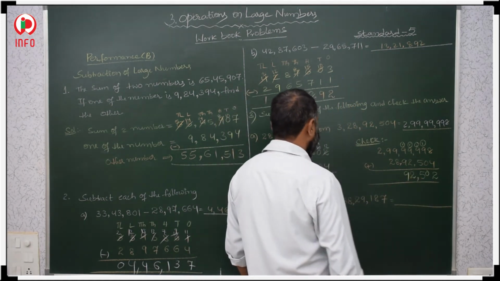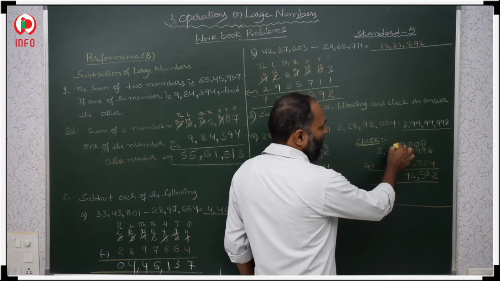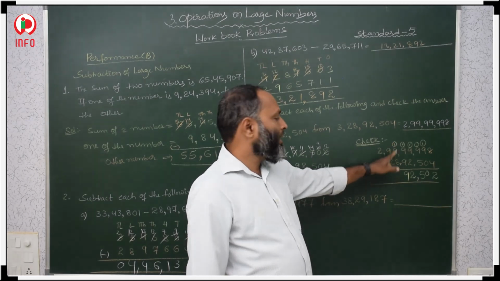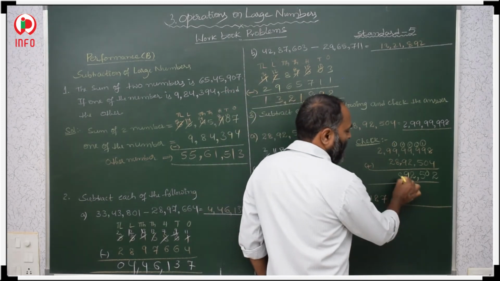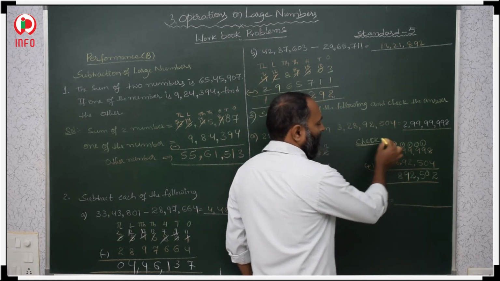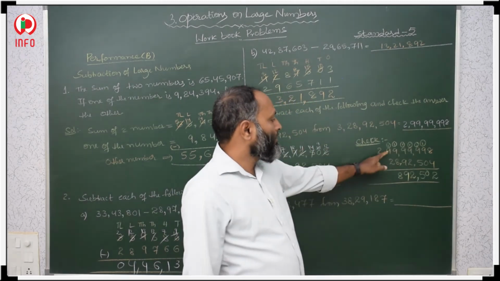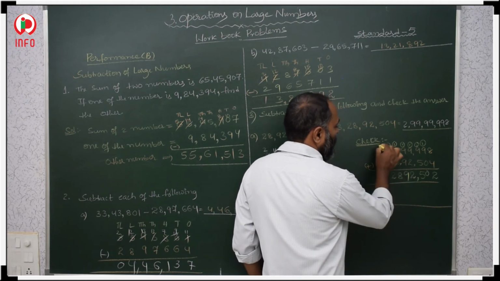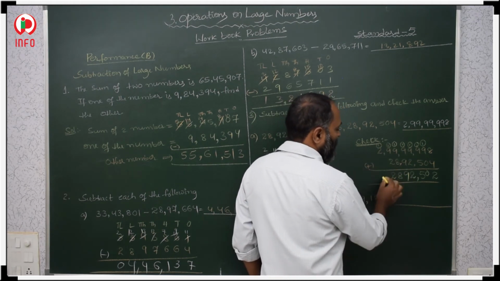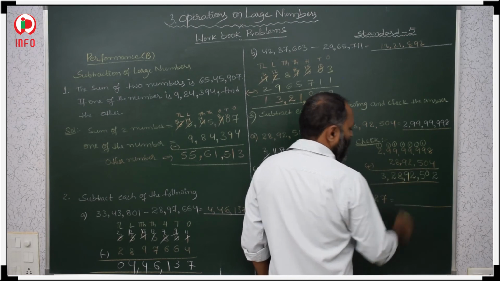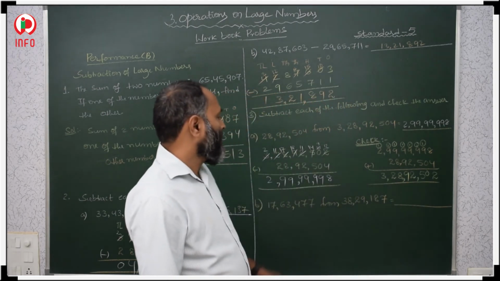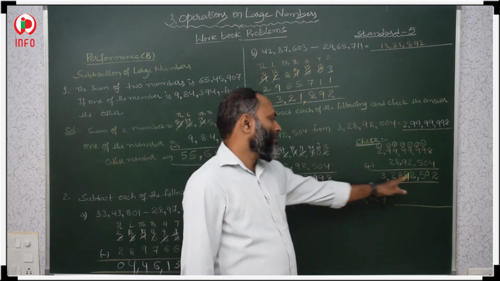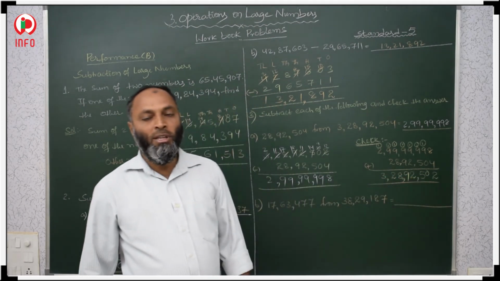9 in 10,000s place and 1 in lakhs place. 9 plus 1, 10. 10 plus 8, 18. 8 in lakhs place and 1 in 10 lakhs place. 9 plus 1, 10. 10 plus 2, 12. 2 in 10 lakhs place, 1 in crores place. 2 plus 1, 3. 3 crore 28 lakhs 92,502. That is the answer we got. It means our answer is correct.